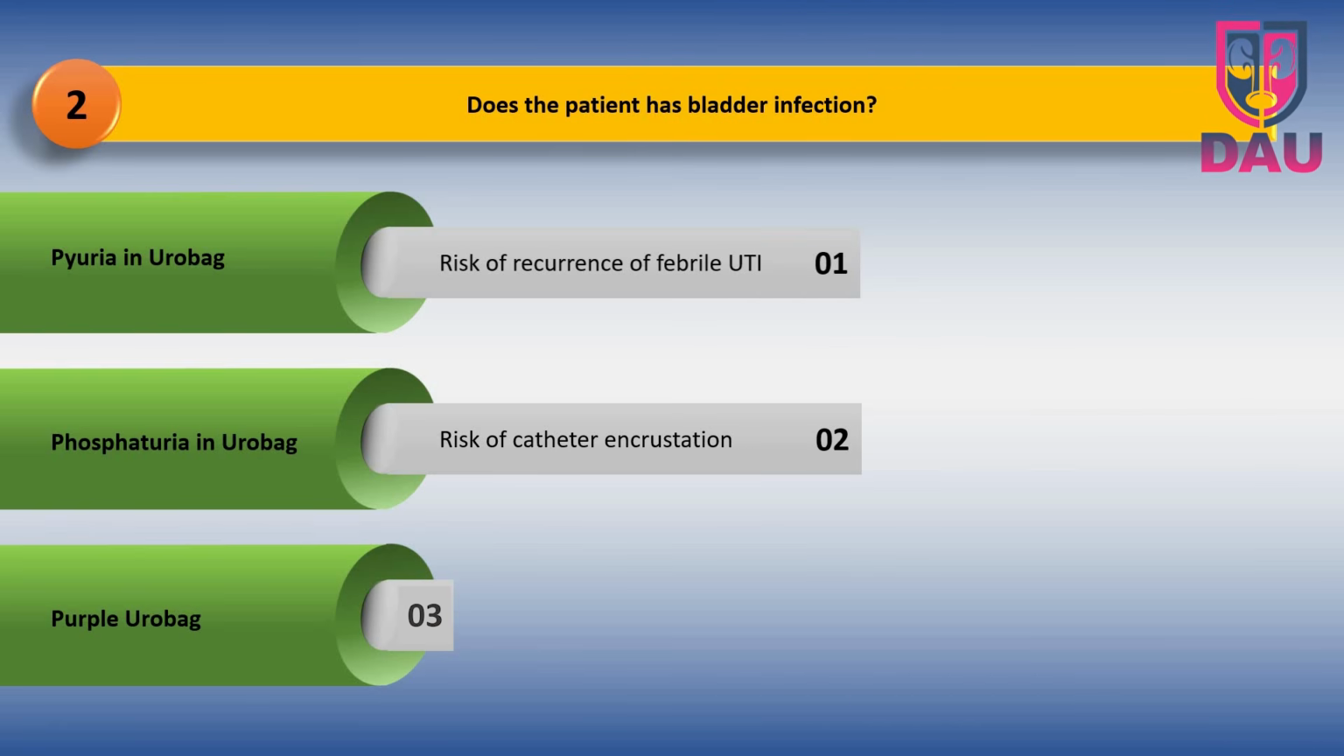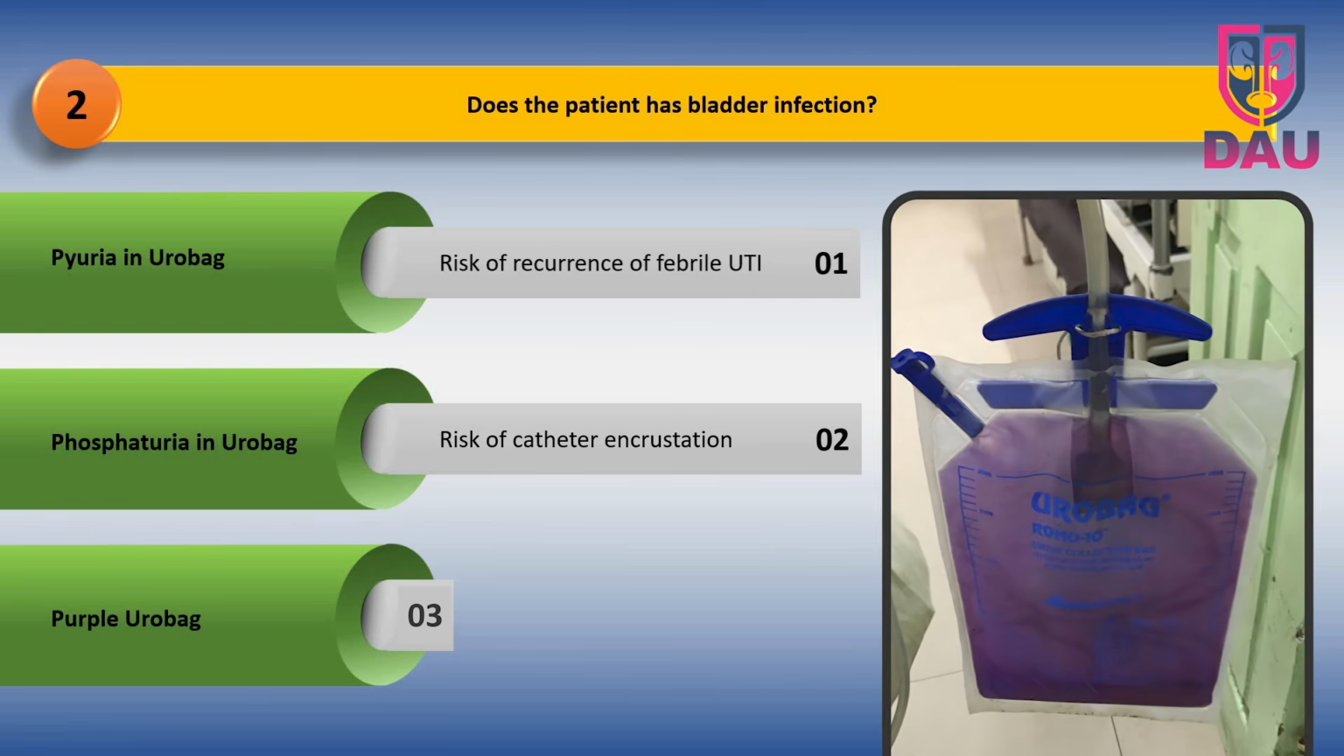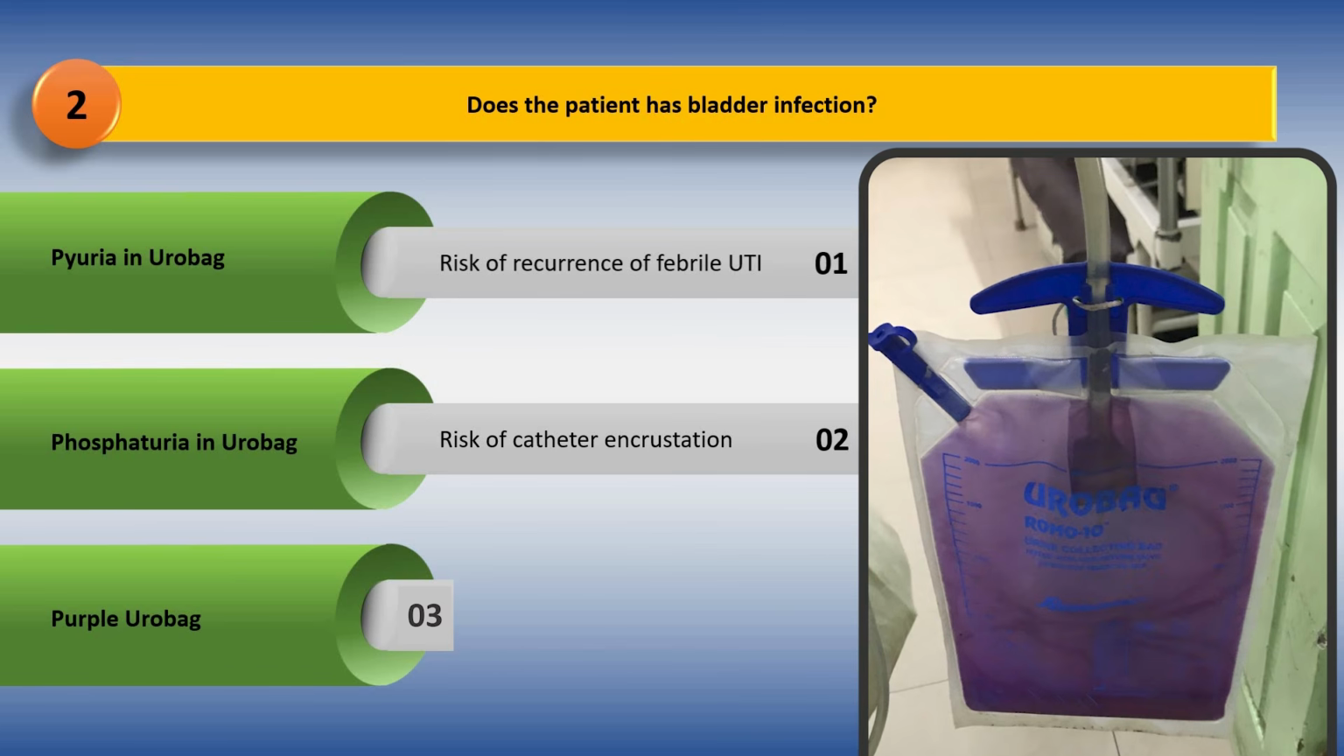Third, is the urobag looking purple? This is called purple urobag syndrome, and it shows chronic urinary infection. When you remove this kind of assembly of catheter and bag, the risk of urinary infection will be high. So you must make a record and a mention of this finding.